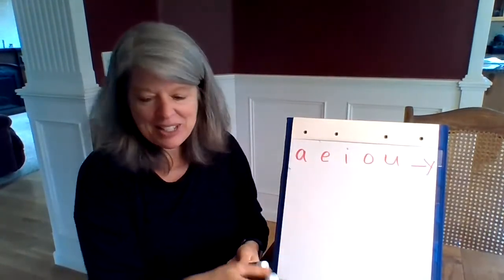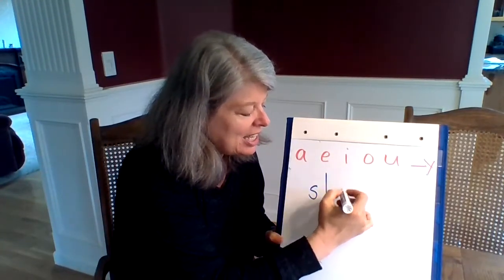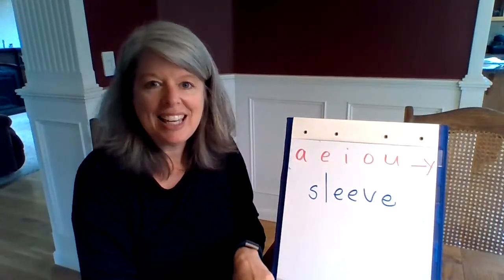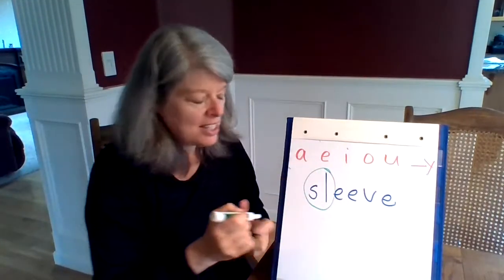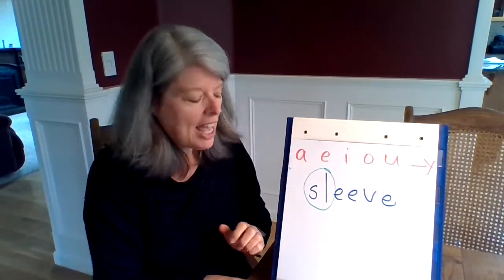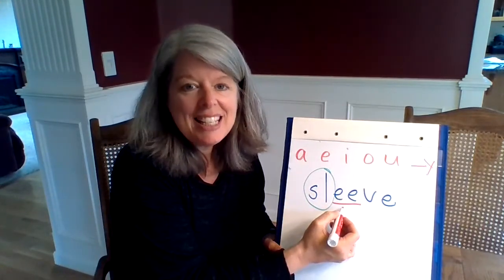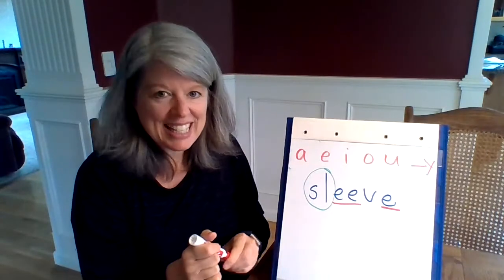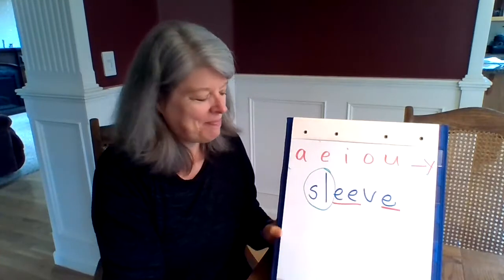Write these letters. S, L, E, E, V, E. What can we circle? SL says sl, and our vowels are double E, which says E, and the E at the end is silent. And our word is sleeve.